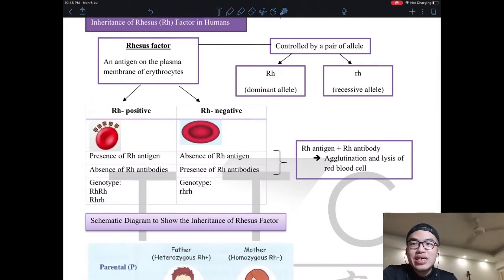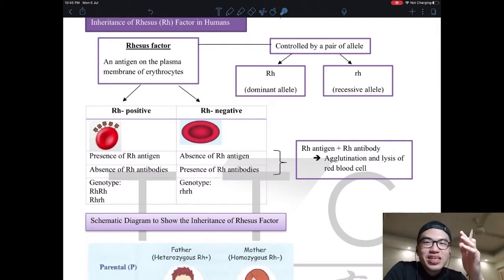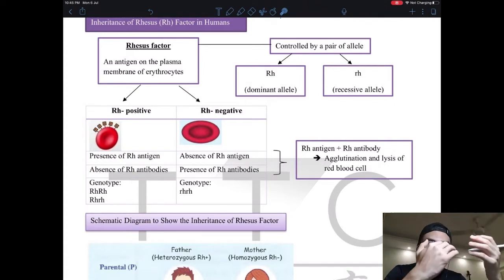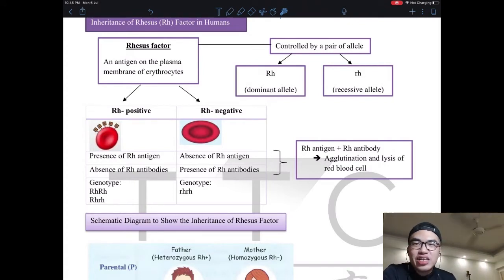So for blood compatibility, we don't only look at the blood group, we also look at rhesus factor. So what is rhesus factor? Rhesus factor is another type of antigen. Just now we have antigen A, antigen B. Now we have another type, which is the rhesus antigen. This is an antigen on the membrane of the erythrocyte.